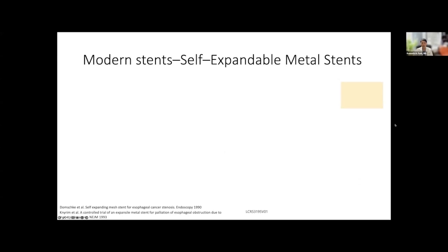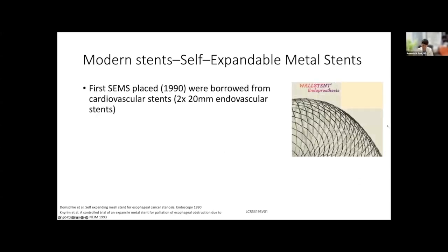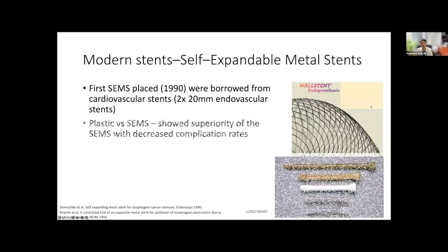So what about the modern stents, the self-expandable metal stents? The first metal stents in the endoscopic GI space were placed in the 90s, and they were borrowed from cardiovascular stents. They were called Wallstents, and two overlapping endovascular stents were used in the esophagus.